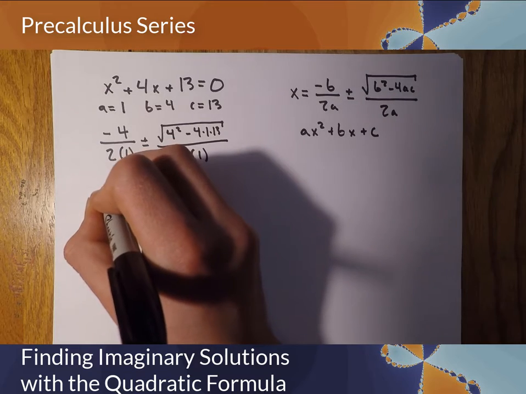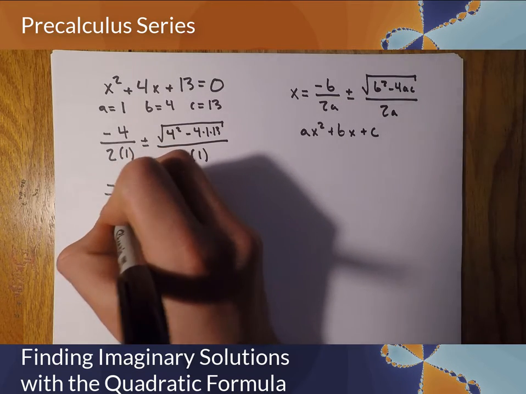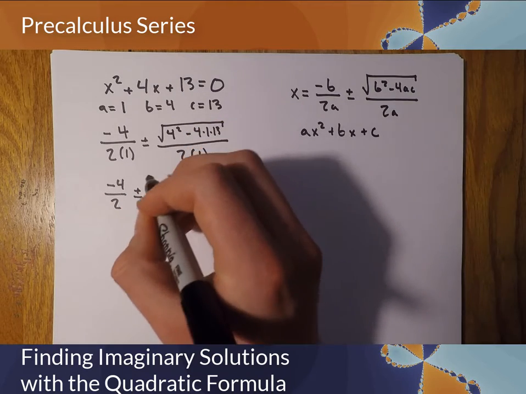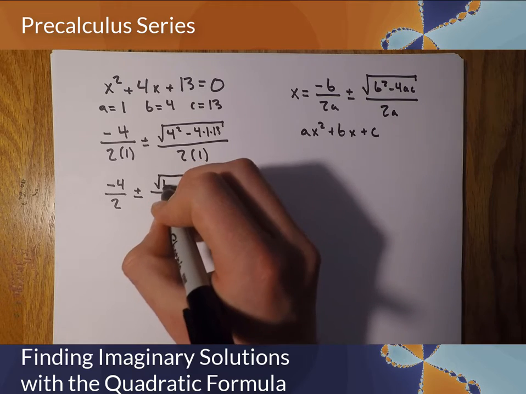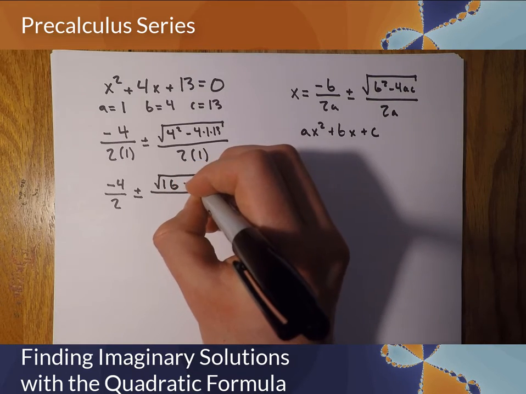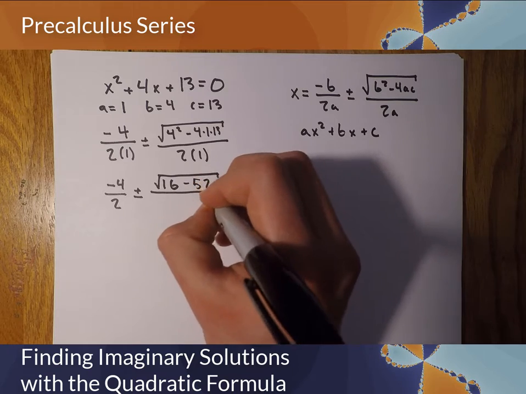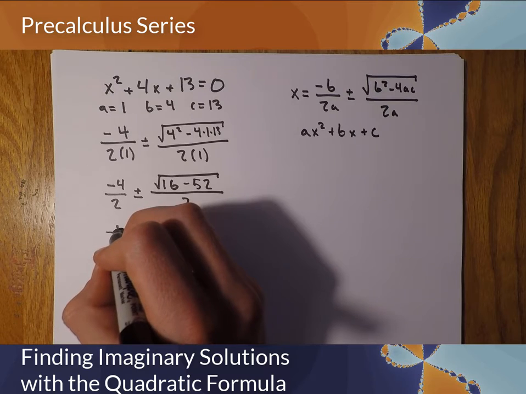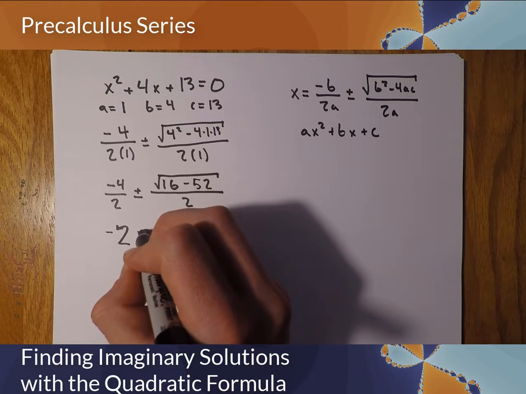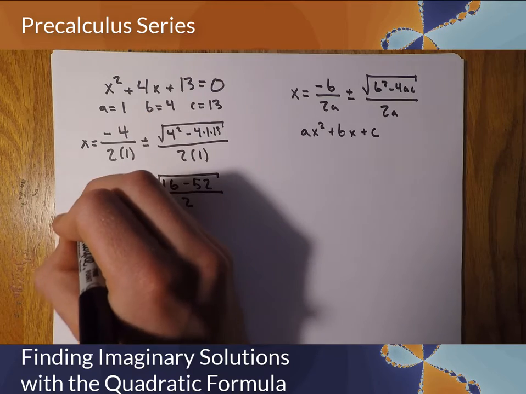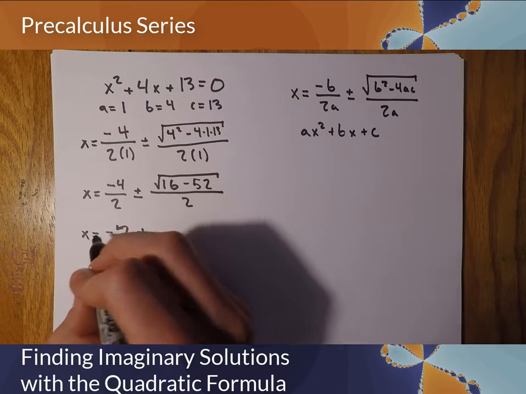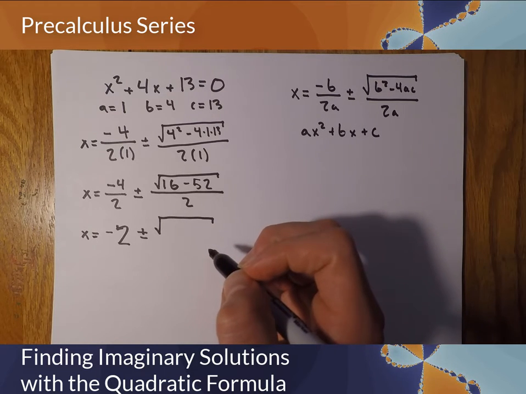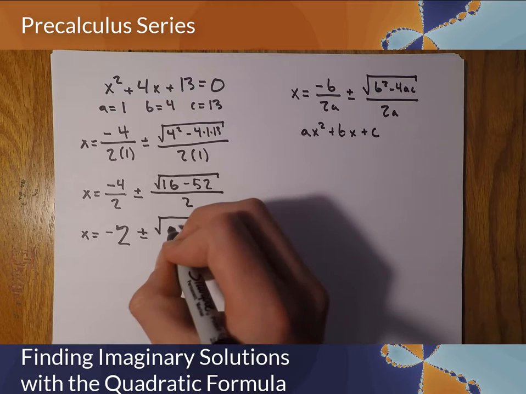So now if we just expand this a bit, we get -4 halves plus or minus the square root of 16 minus 52, over 2. And so if we do one more computation, we get x is equal to -2 plus or minus, and then 16 minus 52 is -36.